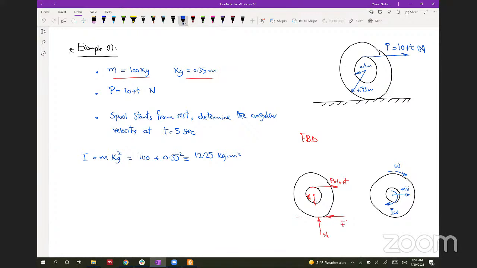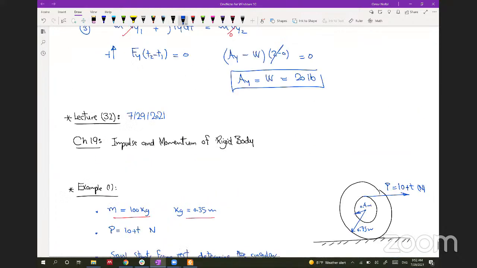Okay, so right now we have all the forces here. So let's start the angular momentum equations. This is a general plane motion. Why? Because this body is rotating and translating. So we can use our three equations of angular momentum.